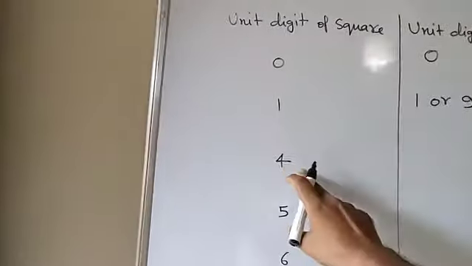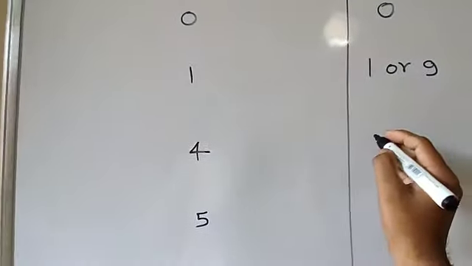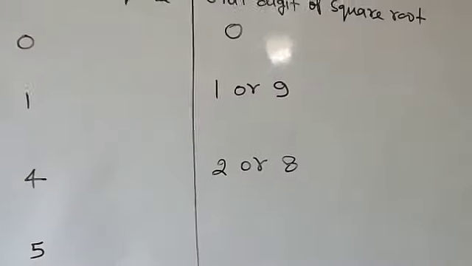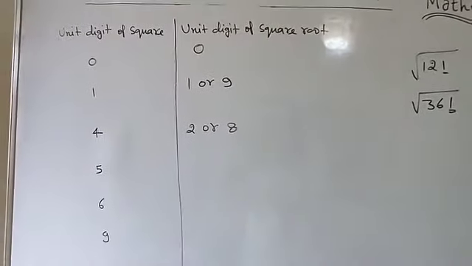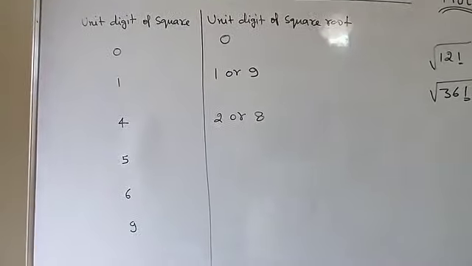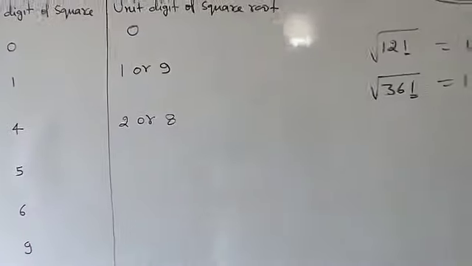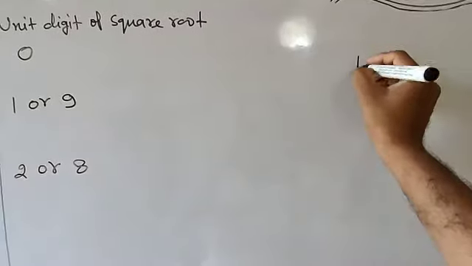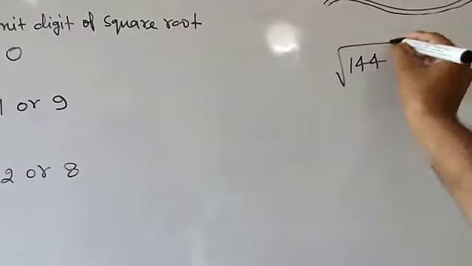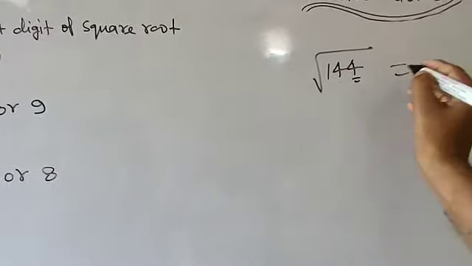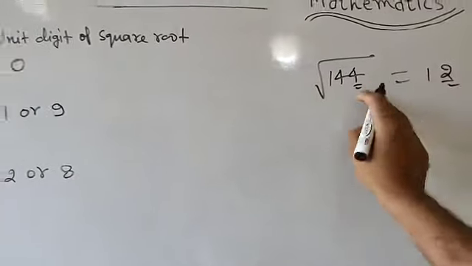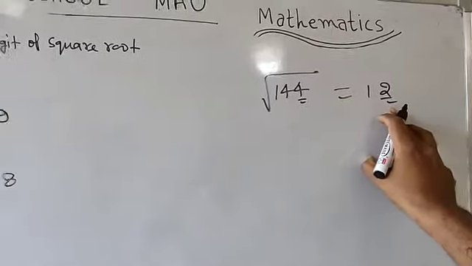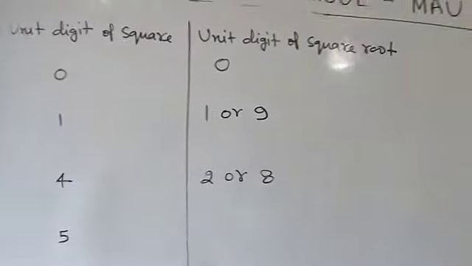Now if the unit digit is 4, then the unit digit of the square root will be either 2 or 8. Any of these two you can get if the perfect square's unit digit is 4. Here you can take certain examples. If I write 144, what is the unit digit here? 4. So its square root will be 12. So if the unit digit of the perfect square number is 4, then its square root unit digit is 2. So here I have written 2. You can get the 8 also.